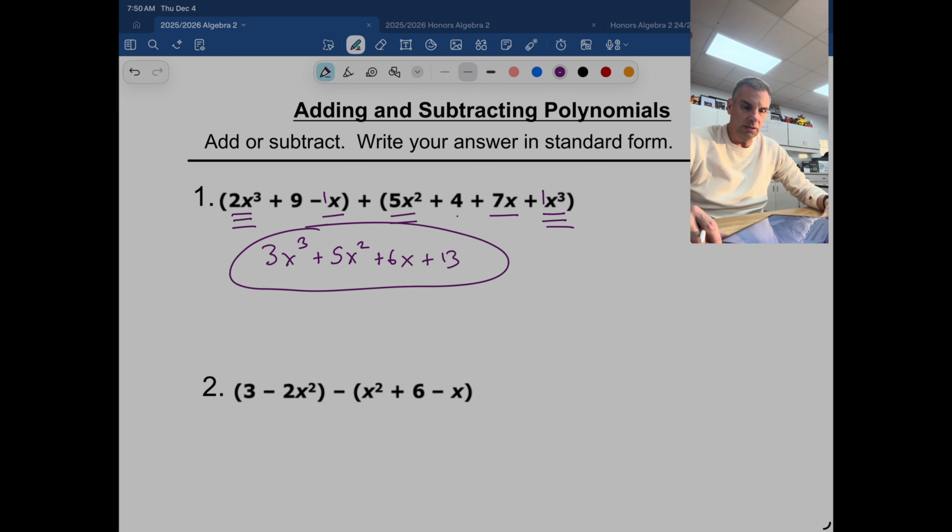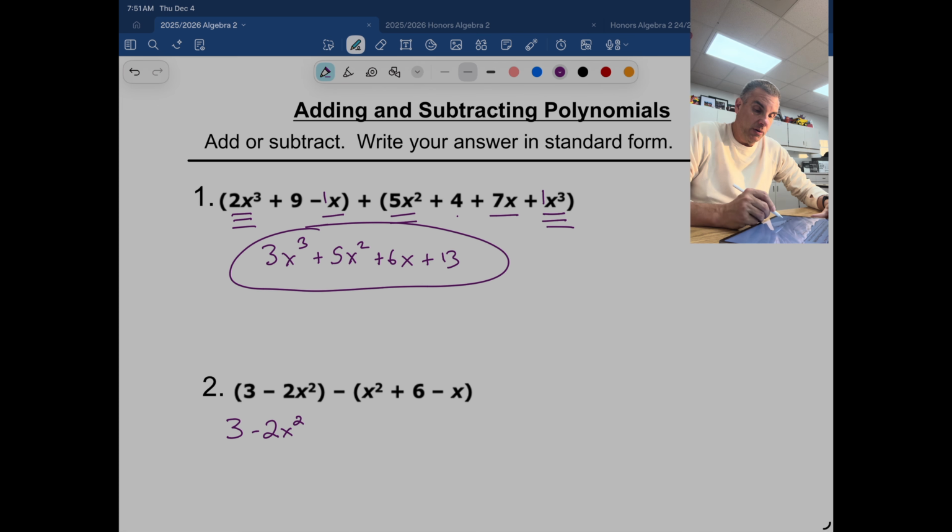Subtraction is a little bit different. When we're looking at subtraction, we can ignore the first one, and anytime it's subtraction, I do like to rewrite it, and I would suggest that you go ahead and rewrite it. You can just ignore the first set of parentheses. That's just a normal 3 minus 2x squared.